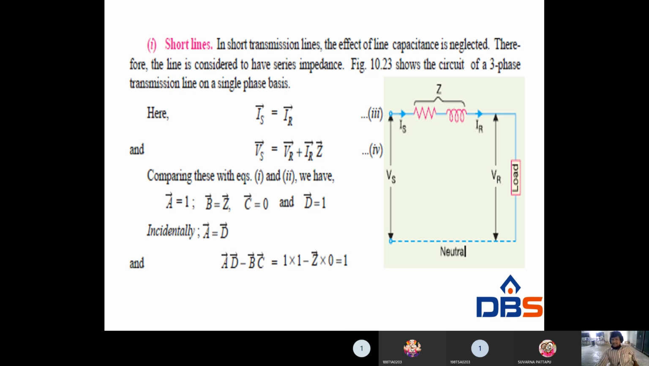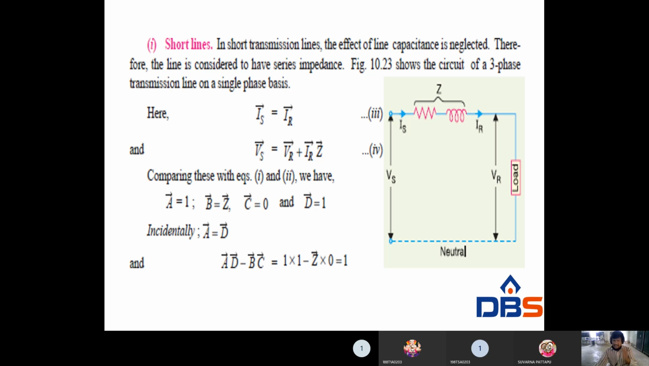So the Is is equal to IR, right? Why? Because this is a series circuit, right? There is no branch in between Is and IR. Suppose if capacitive effect is considered for medium or long transmission lines, so we have to connect a capacitor in parallel to the load. At that time Is is not equal to IR. Is is equal to IC plus IR.